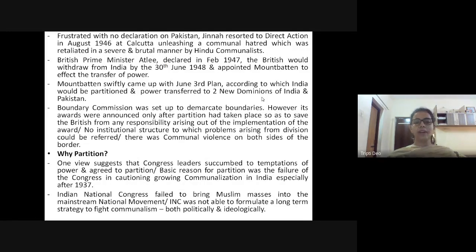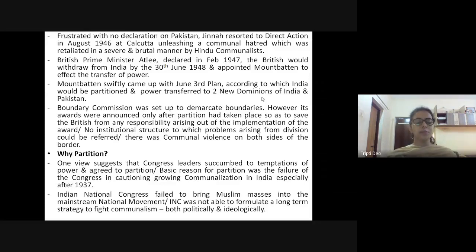Now, it was very frustrating for the Muslim League because there was no declaration on Pakistan until about 1946. So Jinnah resorted to Direct Action Day in August 1946, and this was mass brutal killings that happened in Calcutta, unleashing a communal hatred which was retaliated in several brutal manners by Hindu communities. It was massive violence that happened in Calcutta in 1946.